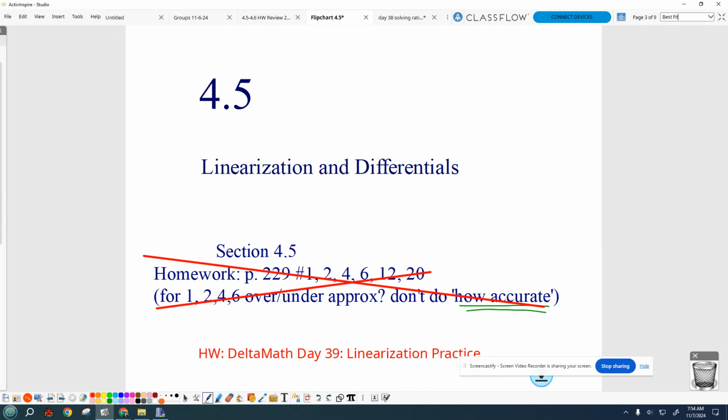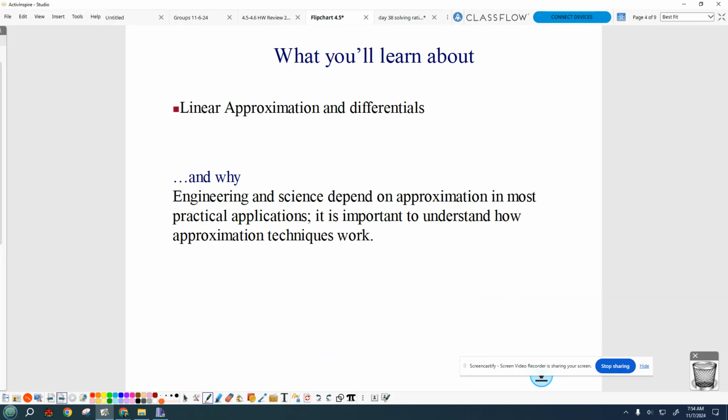So the homework is on Delta Math today. Some of you might have already done it because it's been out for a few days because I rearranged things.